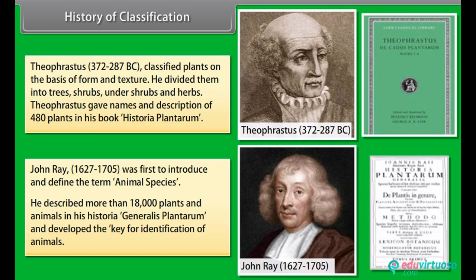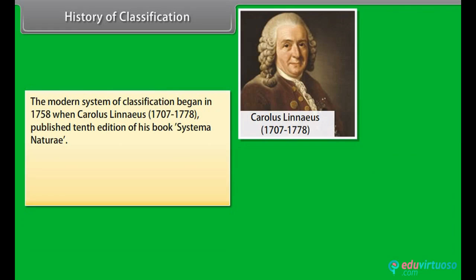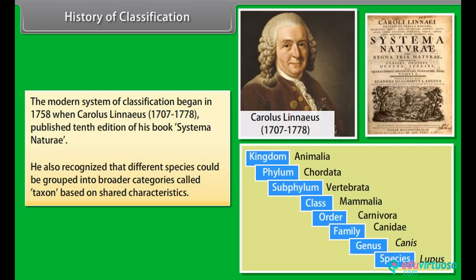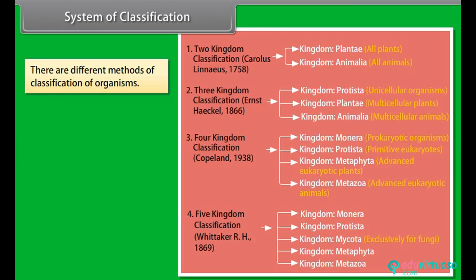The modern system of classification began in 1758 when Carolus Linnaeus, 1707 to 1778, published 10th edition of his book Systema Naturae. He also recognized that different species could be grouped into broader categories called taxon based on shared characteristics. System of classification. There are different methods of classification of organisms.